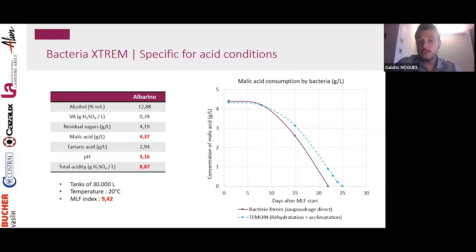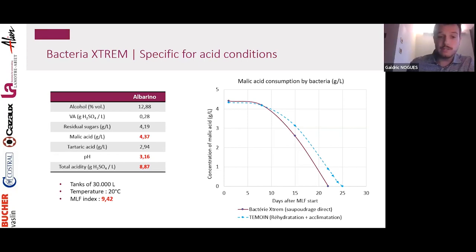So this is an example of a trial we made in 2021 on Albariño in the region of Galicia, so northwest of Spain. Alcohol was around 13, with a low VA, and a little bit of residual sugar, but it was wanted by the winemaker. They want to keep a little bit of sugar because acidity is very high. So pH was 3.16, and total acidity was close to 9.